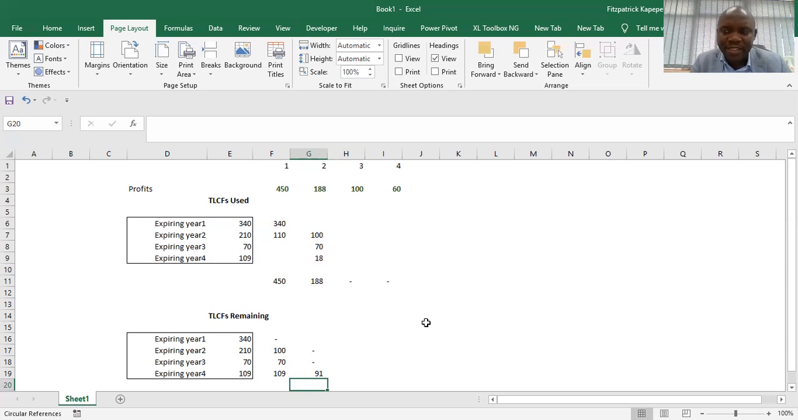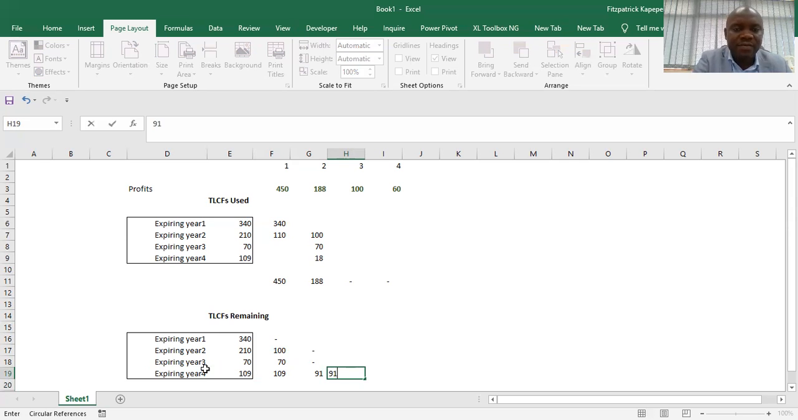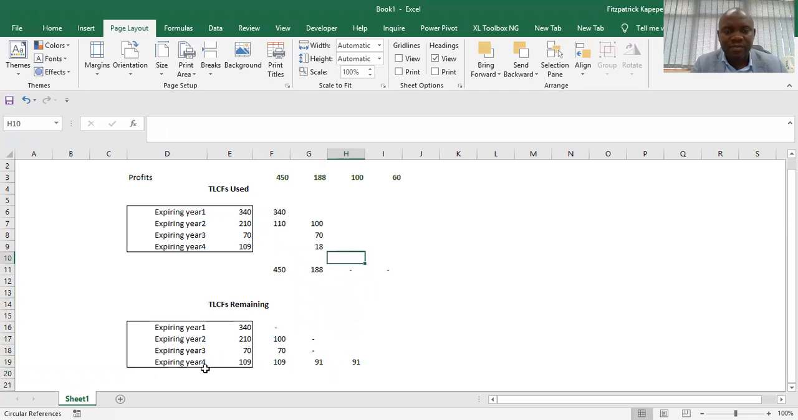So you have something like this. In your year 3 you will have 91 there. And we are saying this has already been exhausted. You are remaining with this. From the 100, you use 91. What does it mean? It means that from there, you are going to have 0.